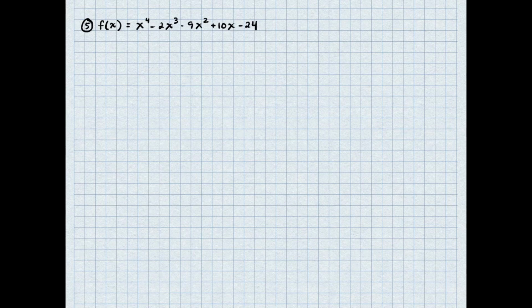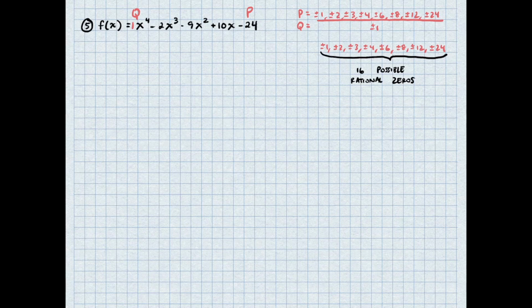We have f of x is equal to x to the 4th power minus 2x cubed minus 9x squared plus 10x minus 24. Here's our p and here's our q. Here are the factors of p. And here are the factors of q. All the possibilities just boil down to... Here we have 16 possible rational zeros.